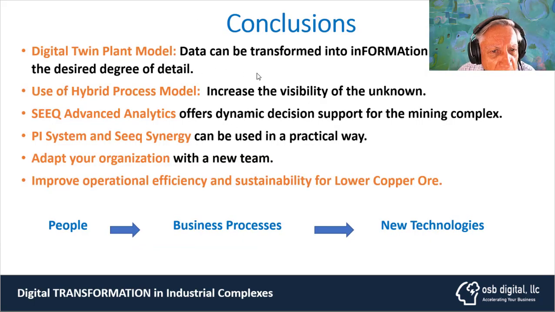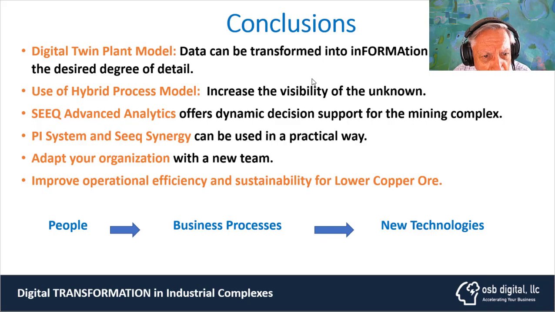So what we need, in conclusion, and it is very important, is to have good access and nomenclature, which is really what we call a digital twin plant, which is a mixture of having the right variables and the right models that can transform the data into information by the user at the desired degree of detail, so to come up with the right foundation.